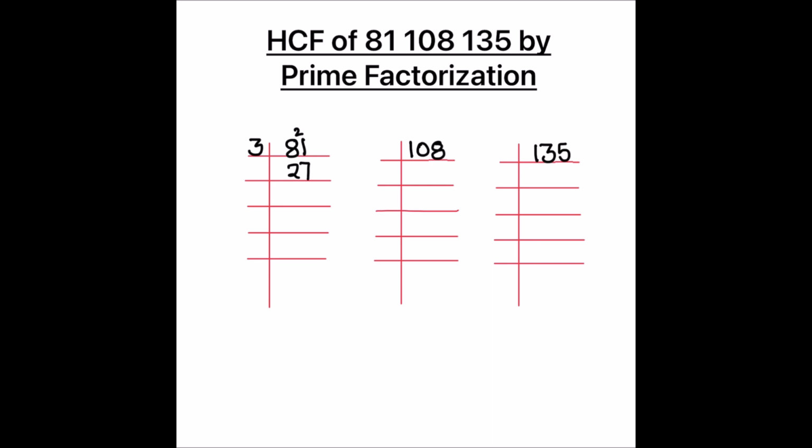3 times 7 is 21. 3 times 9 is 27. 3 times 3 is 9. And 3 times 1 is 3. 81 is fully divided. Let's divide the next number.